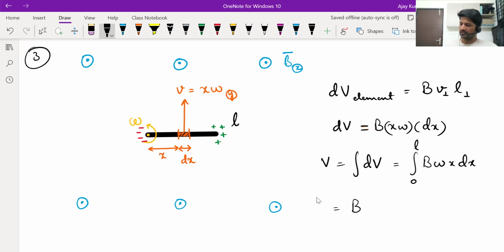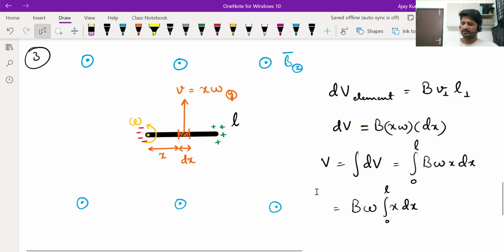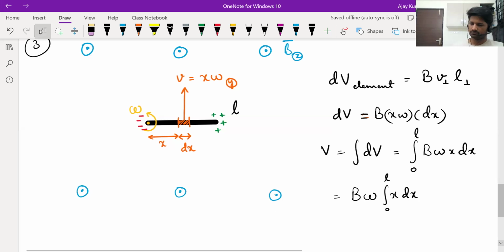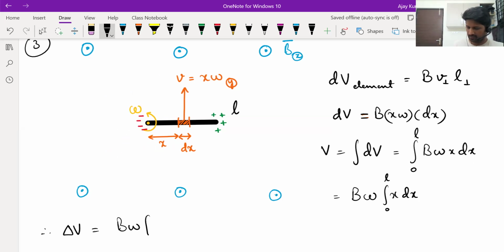Now B is the uniform magnetic field, so it can be kept outside the integral. The entire rod rotates at the same angular velocity omega, so it can also be kept outside the integral. You will be left with integral x dx from 0 to L. Can one of you quickly tell me integral x dx? x square by 2. Okay. Therefore, the total potential difference becomes B omega times x square by 2 from 0 to L. The answer becomes B omega L square by 2. That's the potential difference across the ends of the rod.